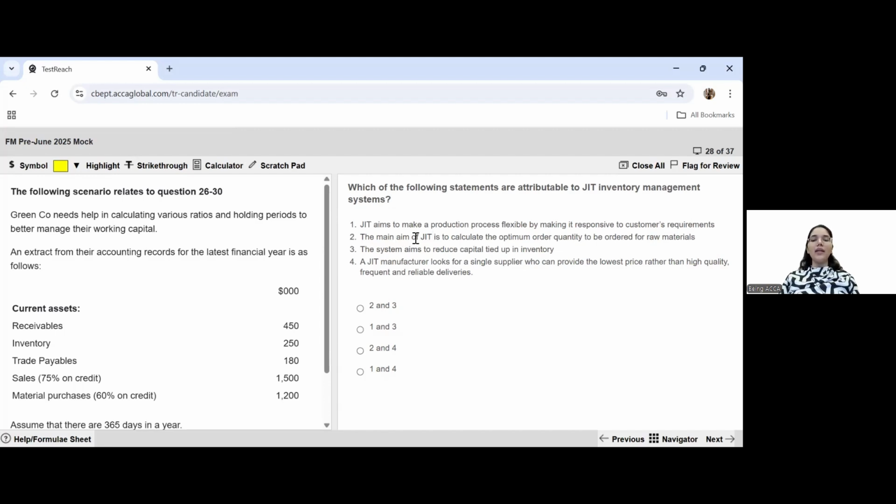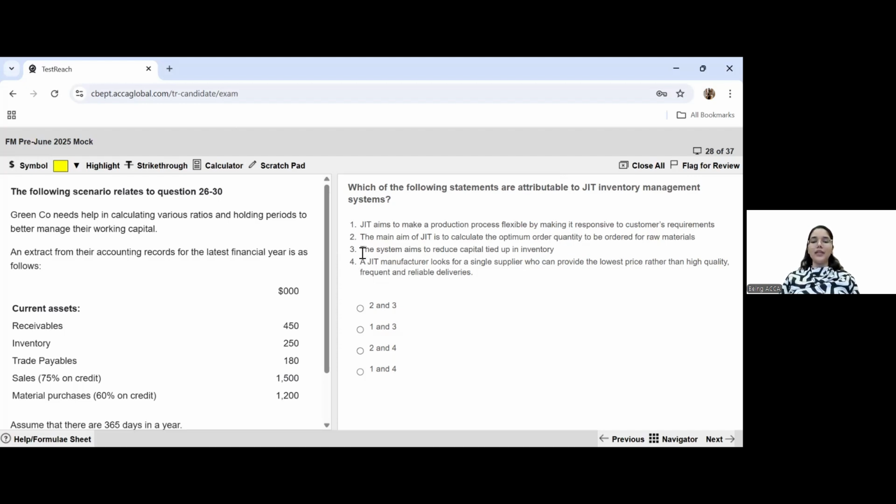Statement 2 says the main aim of JIT is to calculate the optimum inventory, optimum order quantity to be ordered for raw materials. Now, JIT says keep no inventory. So statement 2 cannot be correct. Any option that gives you statement 2 can be straight away eliminated. That way you lead to again option A and C. Option A and option C can get eliminated.